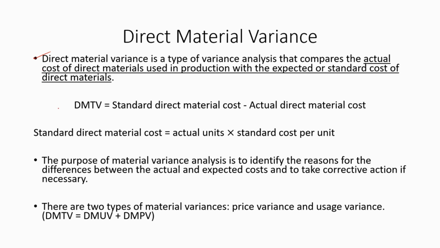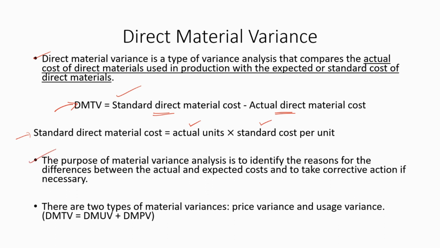So the total direct material variance can be denoted as DMTV, direct material total variance, which is equal to standard direct material cost minus actual direct material cost. The actual direct material cost will be provided directly or it will be easy to calculate. But we need to know how to calculate the standard direct material cost. This is how we can calculate it, which is equal to actual production units multiplied by the standard cost per unit.